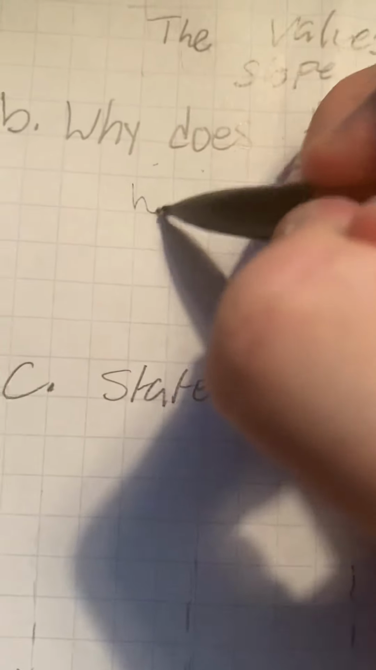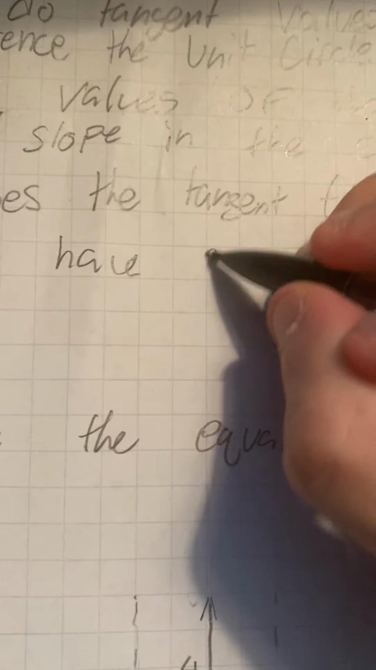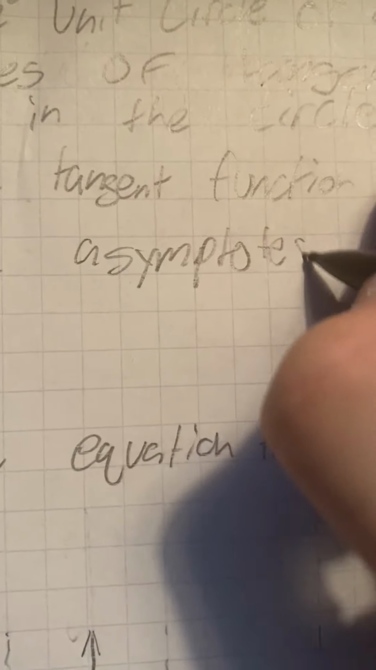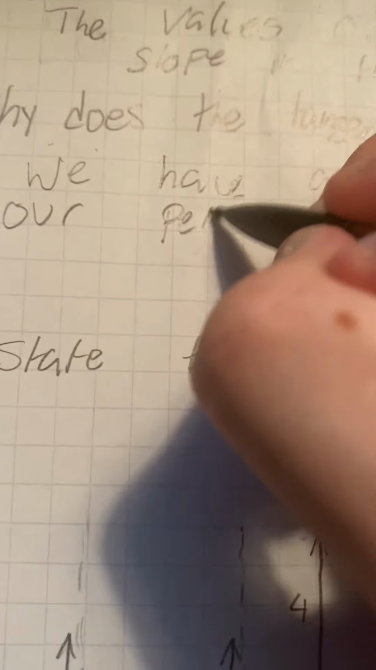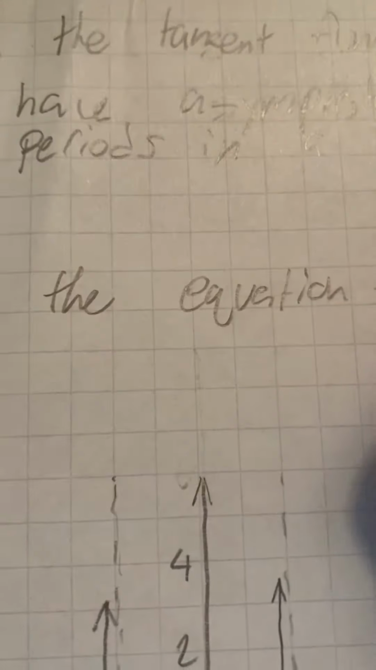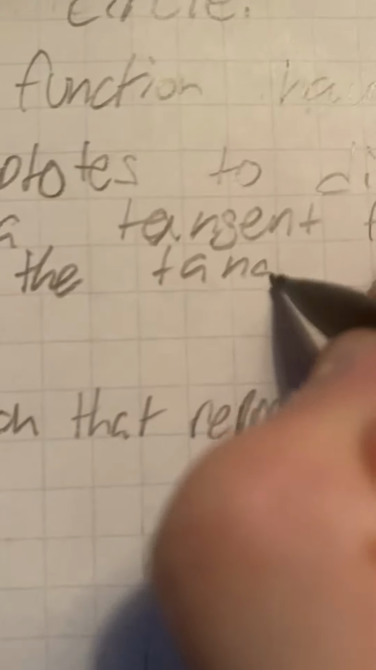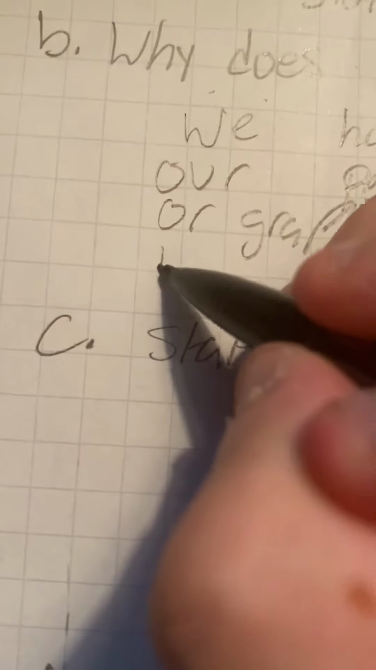We have asymptotes to divide our periods in a tangent function or graph, because the tangent function will never pass that line.